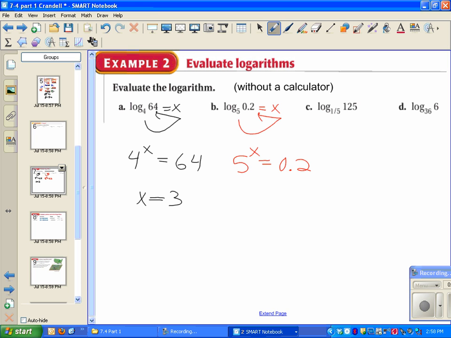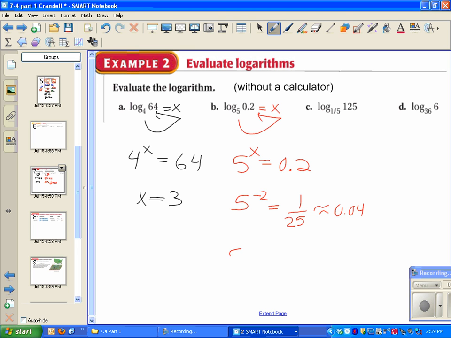So what could it be? 5 to the first would be 5, so that doesn't work. And it's less than 1, so let's try 5 to the negative 2. I could check that out. That's 1 over 25. If I put 1 over 25 in my calculator, is that the same thing as 0.2? Nope, you get about 0.04. So it's definitely not negative 2.